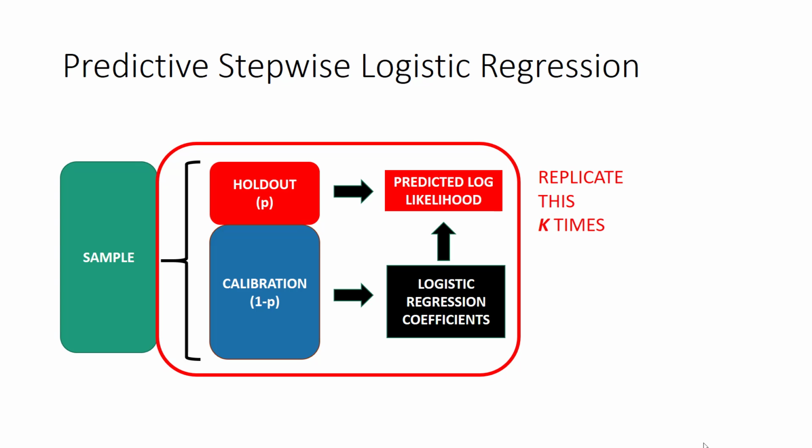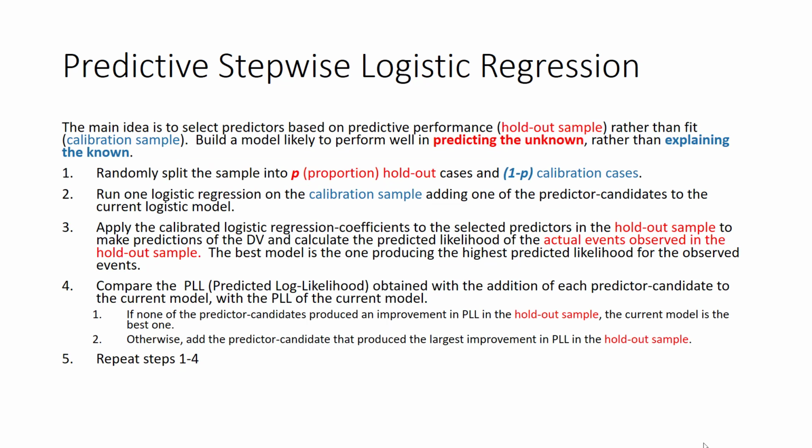Then repeat the process again for all the remaining candidates to see whether there is any other predictor to be added. And keep going until you cannot improve the predicted log likelihood in the holdout sample. So that's pretty much the very straightforward, intuitive, predictive, stepwise process.